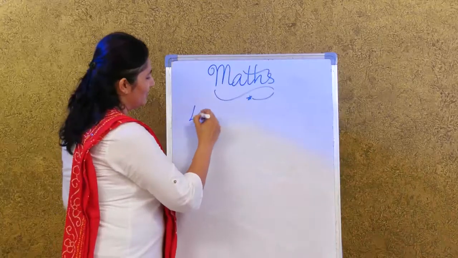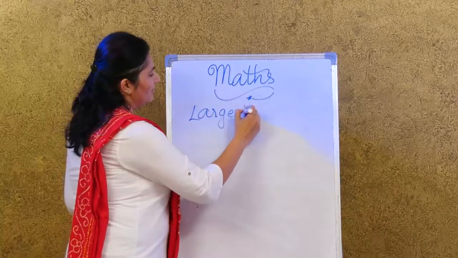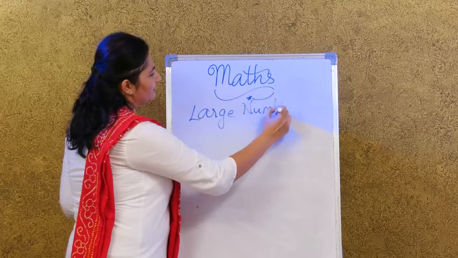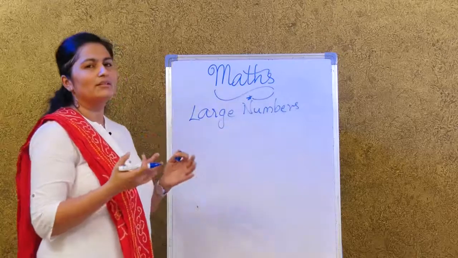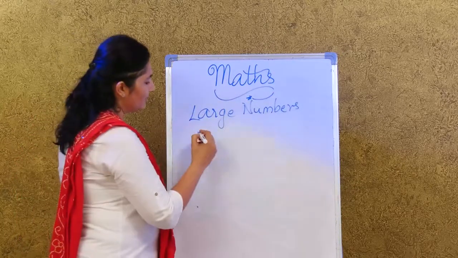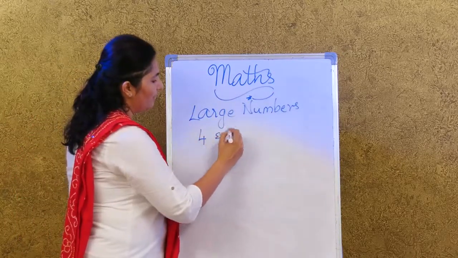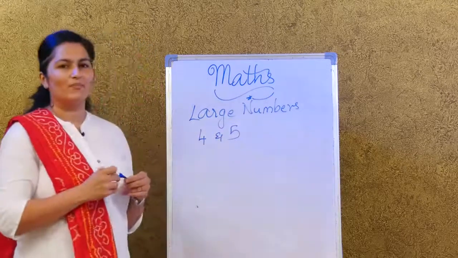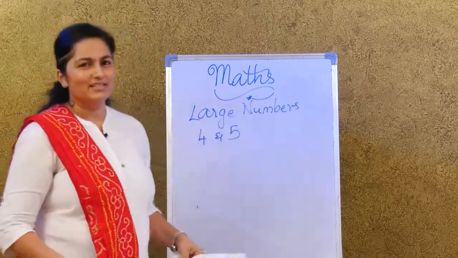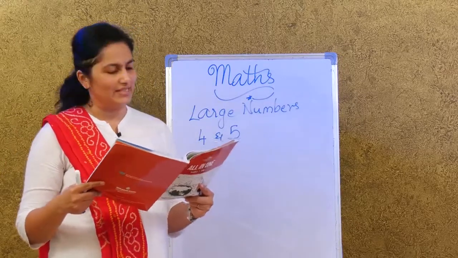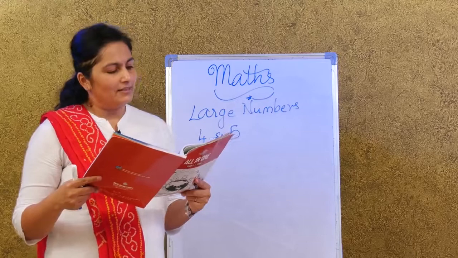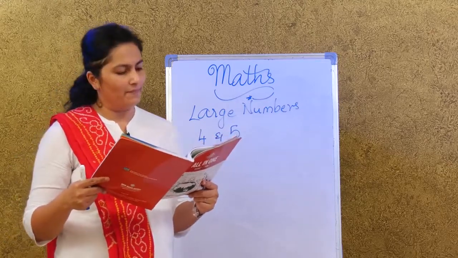So, we are going to learn about large numbers. Till now we almost settled 4 digit numbers. Now, we are going to see 4 and 5 digit numbers. Are you excited? Yes, that means you are going to master a lot of new things now. Let's look into your book.